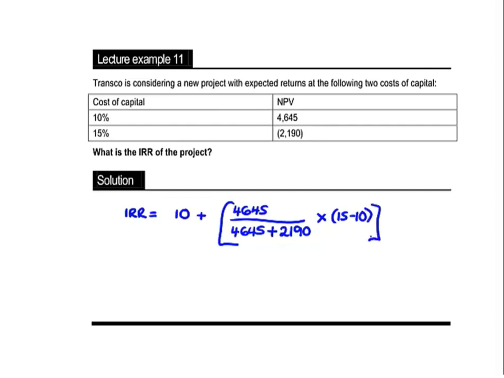In terms then of putting it into your calculator, we need to do 4645 divided by open brackets 4645 plus 2190, close brackets, first, multiply that by 5, plus 10, and that gives us an answer of 13.4%. And doing a sense check on this at the end, it's in line with our expectations. It's between 10 and 15%, and it's slightly closer to 15.